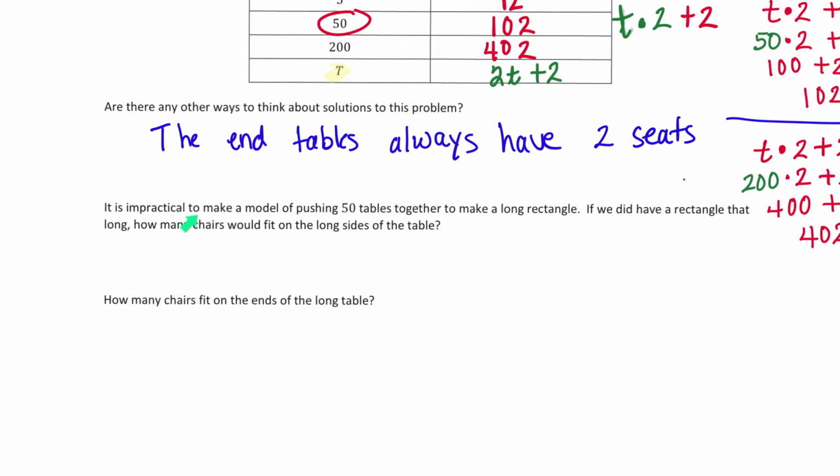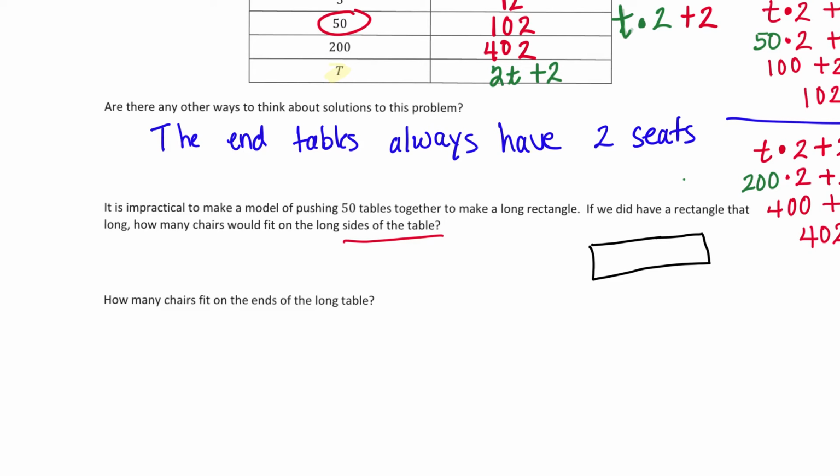It is impractical to make a model of pushing 50 tables together to make a long rectangle. If we did have a rectangle that long, how many chairs would fit on a long side of the table? As we have always mentioned before, making pictures can be practical for a basic understanding, but when the numbers start to increase, that can be very difficult. So I'm going to make just a very short model here because it's very impractical to make 50 squares.